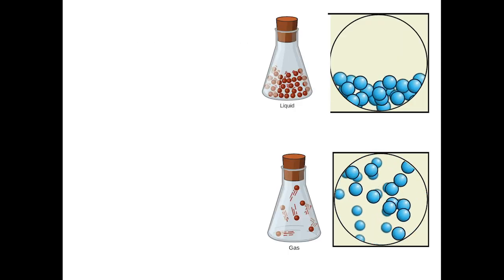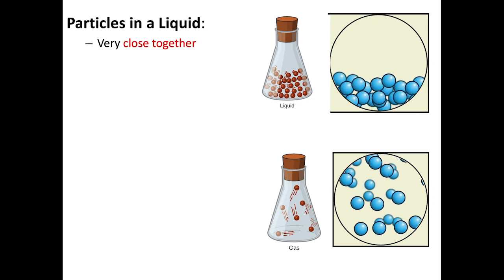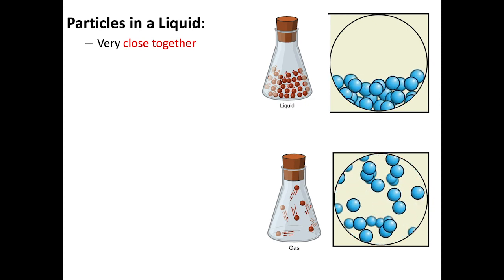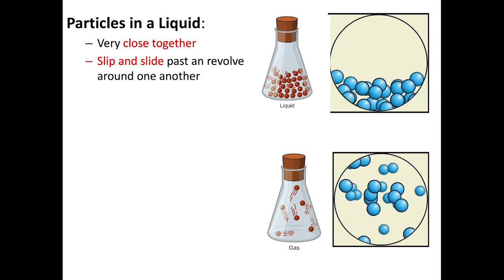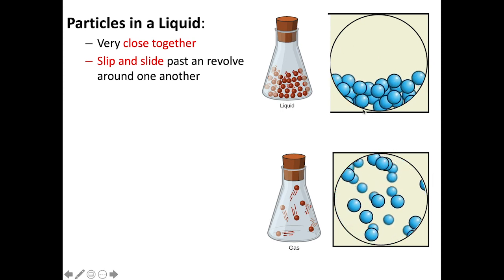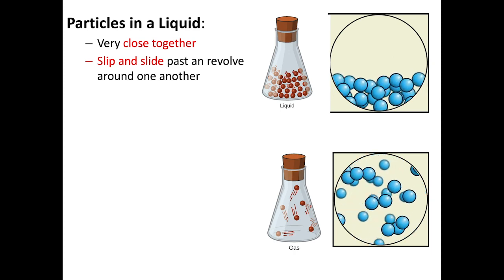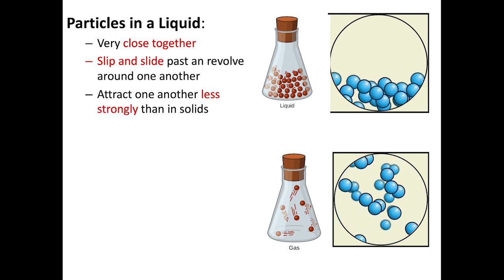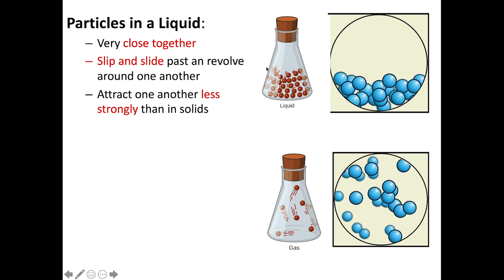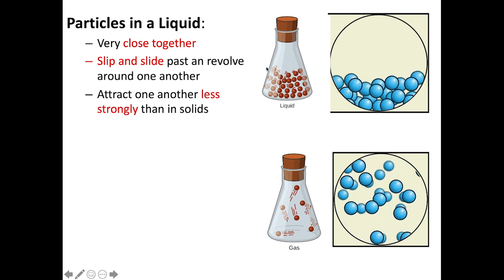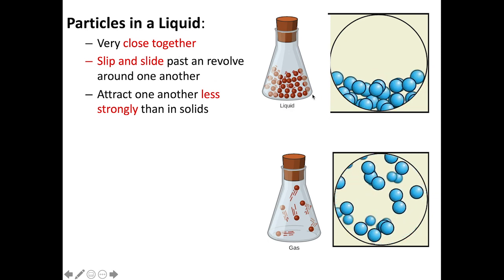Liquids, on the other hand, are a little bit different. The particles in a liquid are, again, very close together, so you don't see spaces in between the liquid. It stays together as one unit. The particles are slipping and sliding past one another and revolving around one another, slightly interacting and moving close together. They're still attracted to one another, but less so than in solids. So they'll take the shape of the container. They'll spread out a little bit more, so even though they're still very close together, they can spread to take the shape of that container.